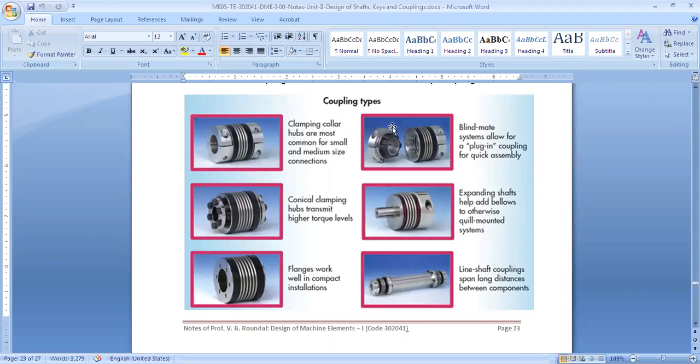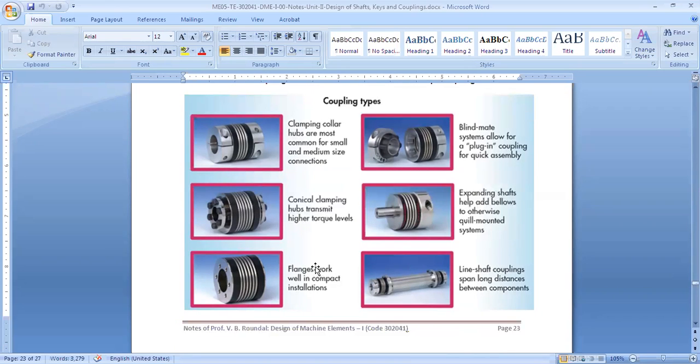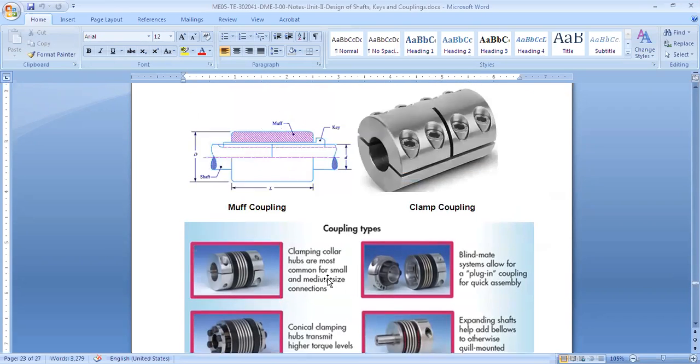Similarly, there are different types of couplings, like blind made couplings. You can see inside there are grooves, and with those grooves the torque will be passed. There is the expanding shaft, and the line shaft. So these are different kinds of couplings. We mainly talk about muff coupling, clamp coupling, and flange coupling. But in our design, we will be designing only the flange coupling, right?